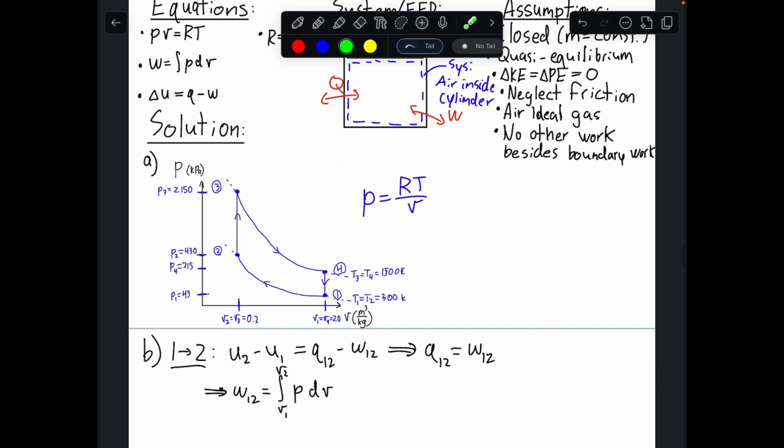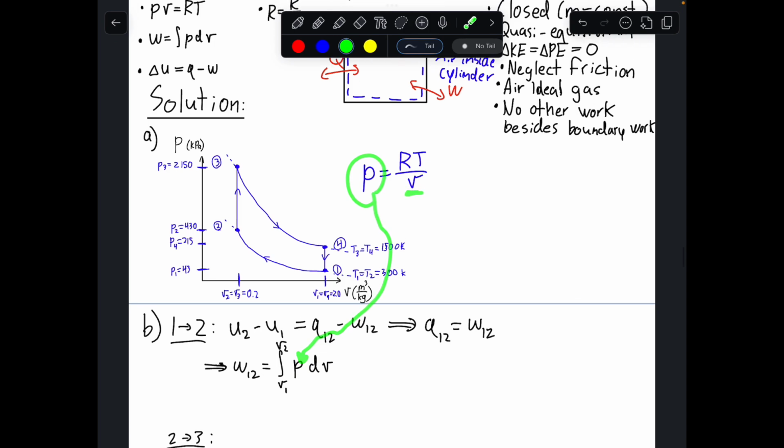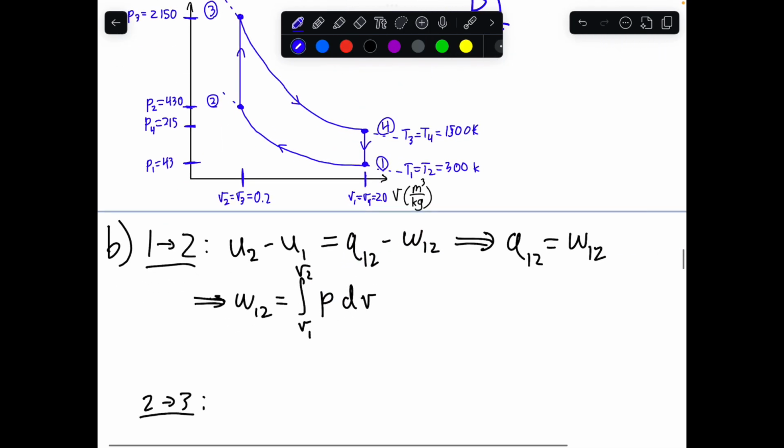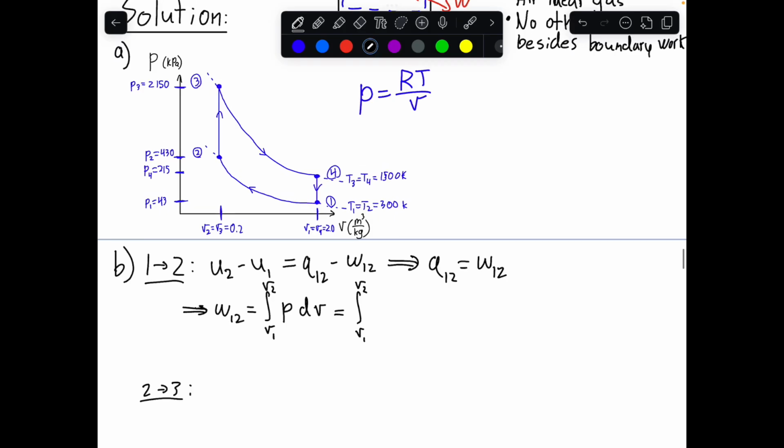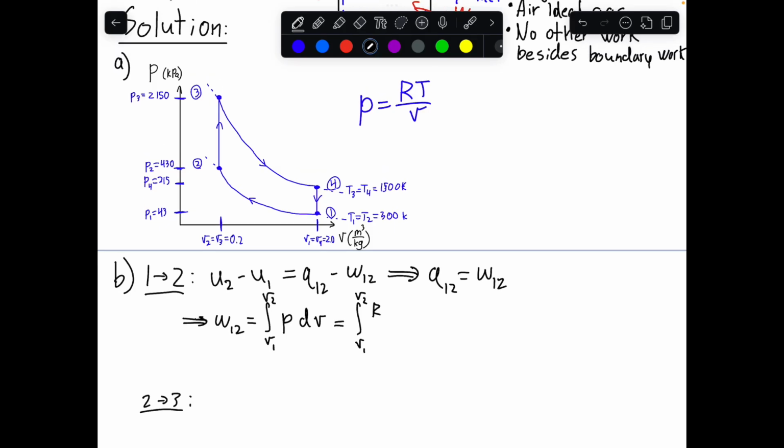So we can take this equation and just sub this P into our pressure in our boundary work because that has a specific volume in it. So that's what we want to do here. So continuing with this integral, we're going to get the integral from V1 to V2 of P, which is RT over V, times dV with respect to specific volume.